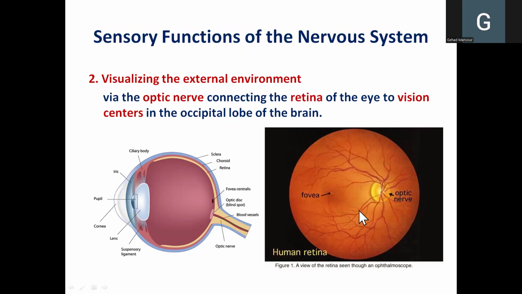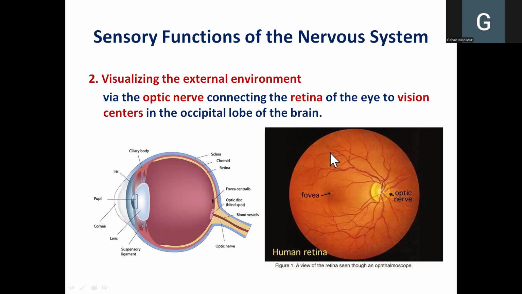On the other hand, the other type, which are the cones, which are conical in shape, have three types of pigments. And these three types of pigments merge together to give you all the shades of colors you know. And the cones can give you more accurate, more precise, and color vision.